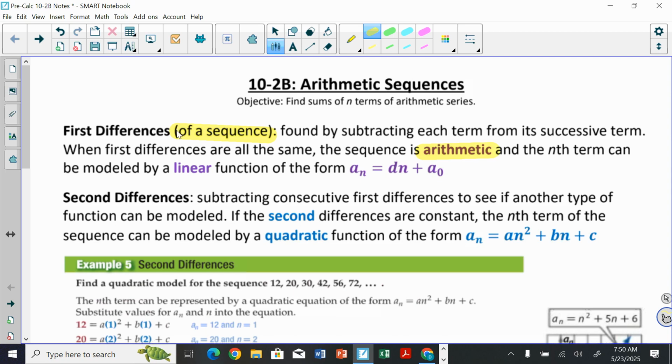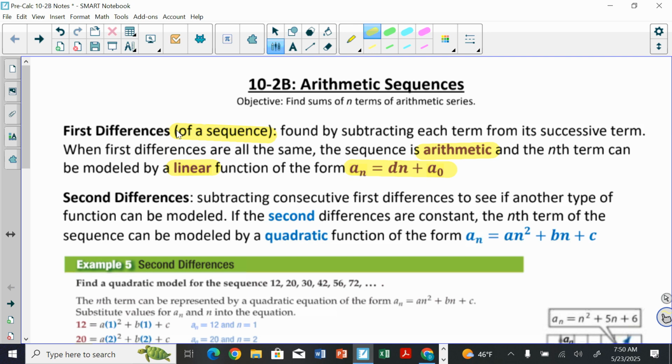And then the nth term can be modeled by a linear function, where a graph would be a line, in this form: a sub n equals d times n plus a sub 0. So it's a constant with a slope, a linear line, because that difference is always going to be the same, a constant difference every time.